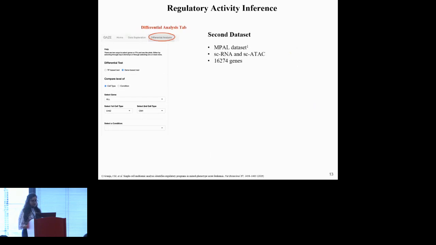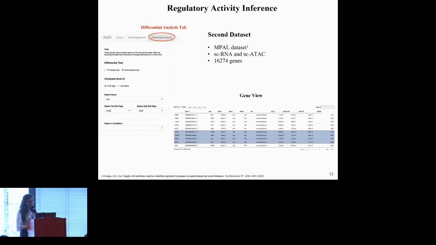The next tab is the differential analysis tab. Here I'm showing results of the MPAL dataset, which has single cell RNA and single cell ATAC, and it has 16K genes. We also have 2 views on the left, TF view and gene view. Here I'm showing gene view. By selecting the gene view, users can see all genes and their differential tests.